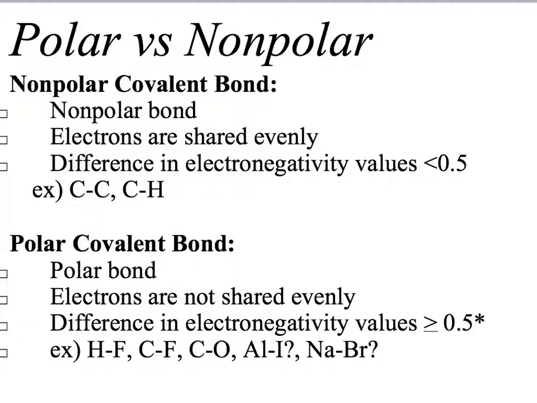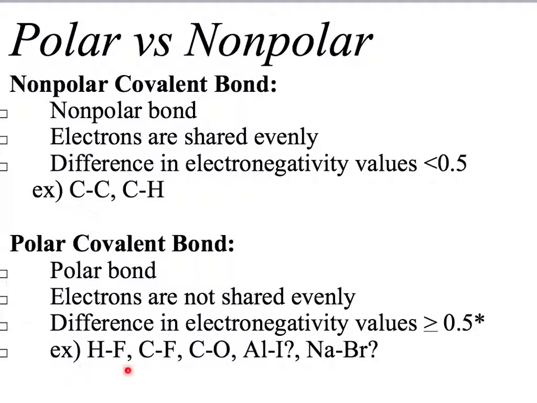All right, so the other side of things are my polar covalent bonds. And once again, the word covalent is often dropped and we just call them polar bonds. This is when electrons are not shared evenly. We'll define this with differences in electronegativity values greater than or equal to 0.5. I have a little asterisk here because, as we'll see soon and as we just talked about in the last slide, if the electronegativity difference is too large, it actually becomes ionic.